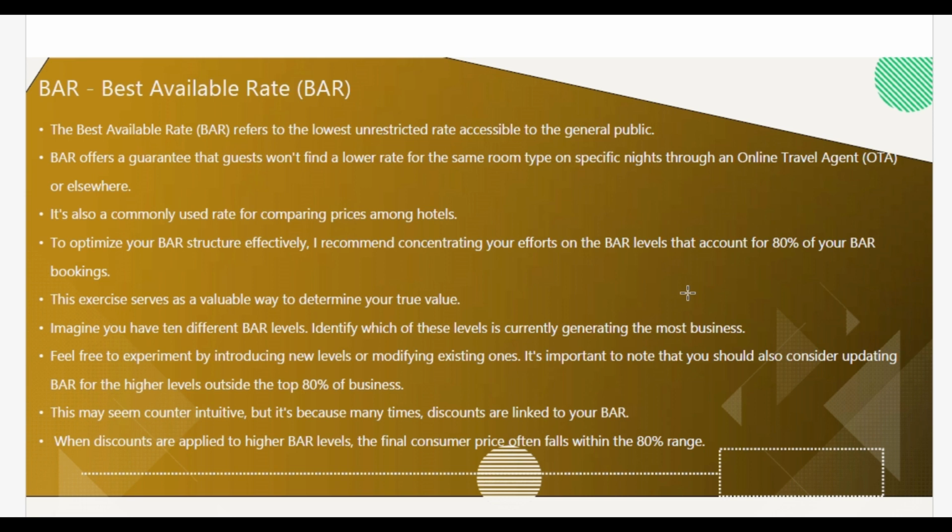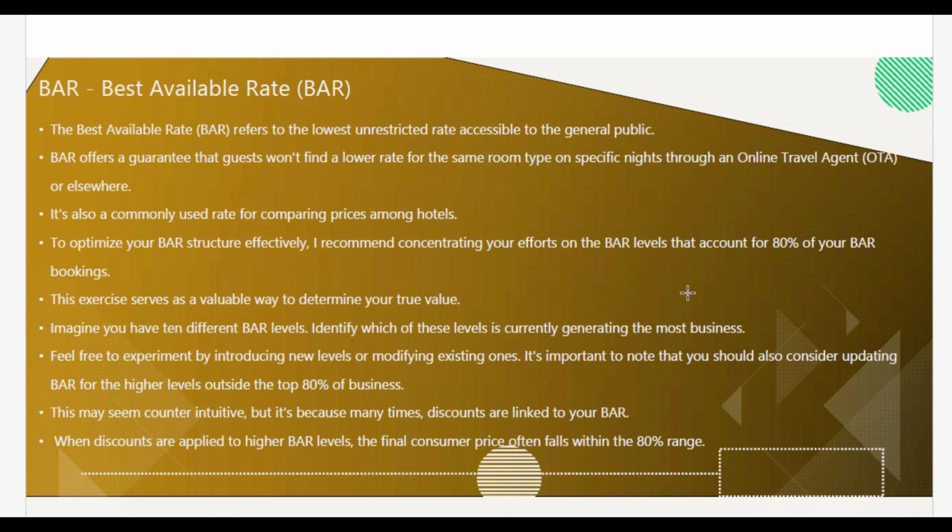BAR usually offers a guarantee that guests won't find a lower rate for the same room type on specific nights through an online travel agent or elsewhere. Usually, some hotels you might have seen offer a best rate guarantee with a clause that if a client is able to find a lower rate than this rate, then the hotel is going to compensate. Obviously, the guest has to share some details with you as the hotel, and if you find out that yes, the guest is right and they were able to find a lower rate than the BAR rate, then as a hotel you need to compensate them. That depends on how you publish and promoted your best rate guarantee.